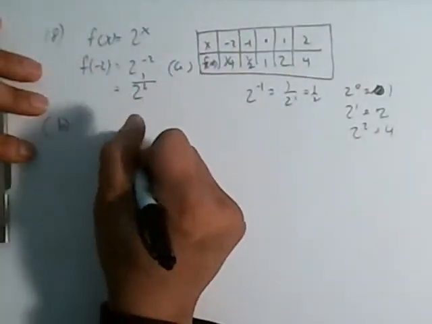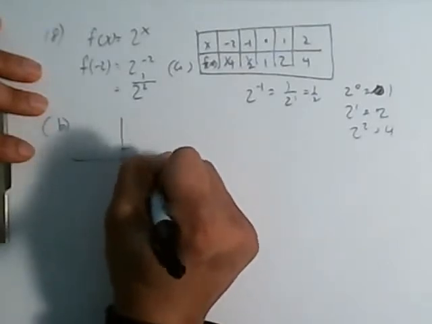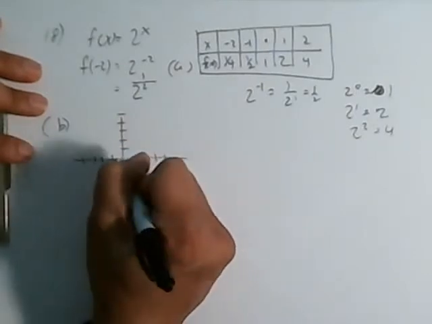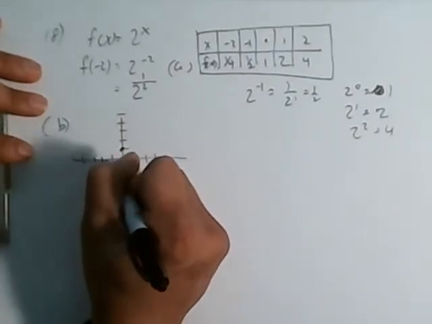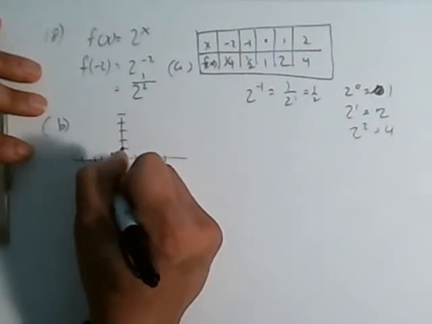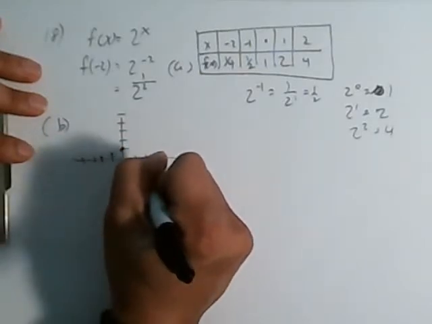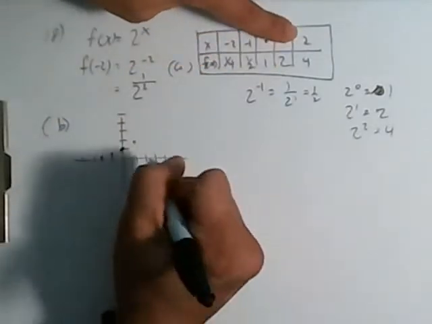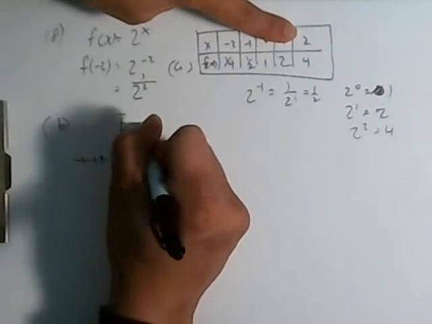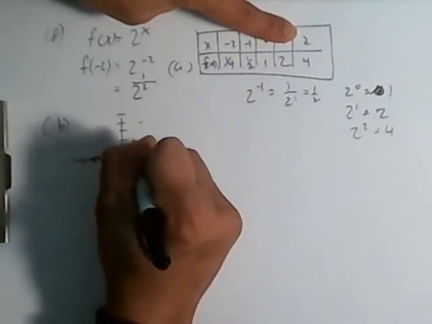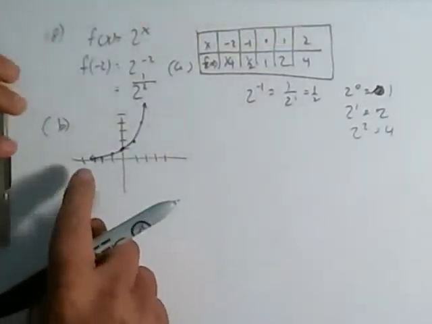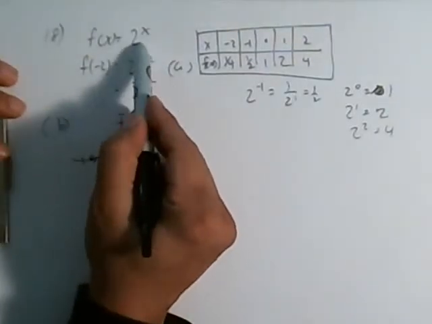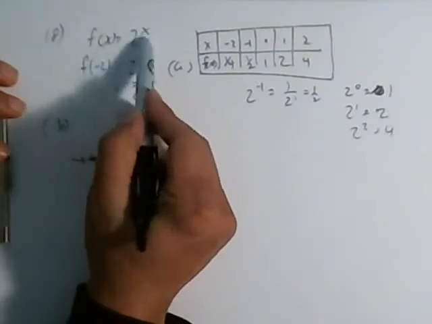Part B, we're going to graph it. At 0, it's going to be 1. At -1, it's going to be 1/2. At -2, it's going to be 1/4. At 1, it's going to go up to 2. At x equals 2, my y value is 4, and it's going to look something like this. Notice that this is called exponential growth because the variable x is at the exponent. That's why it's called exponential growth.